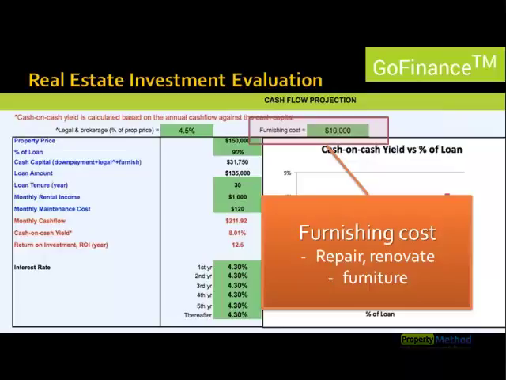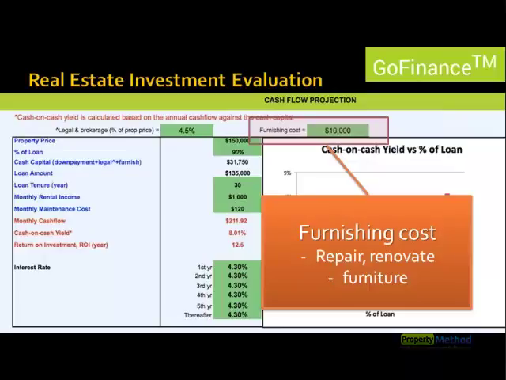The second input, furnishing costs. This is the estimated cost required to repair, renovate, or furnish the property so that it will be up to the standard that it can produce the expected rental income.